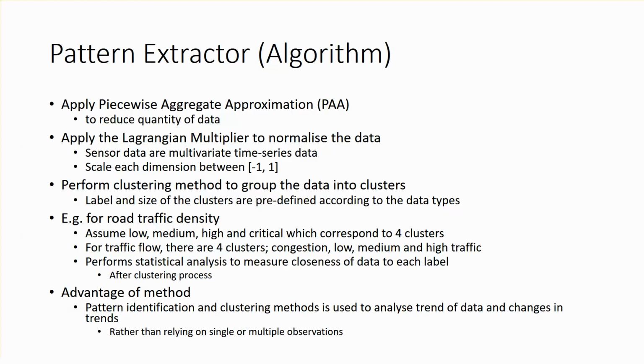Essentially, the algorithm that is used involves piecewise aggregate approximation to reduce quantitative data. It applies the Lagrangian multiplier to normalize the data. It then performs a clustering method to group the data into clusters. For example, for traffic density, it'll create clusters for low, medium, high, and critical. And for traffic flow, it'll use clusters that represent congestion, low, medium, and high traffic.